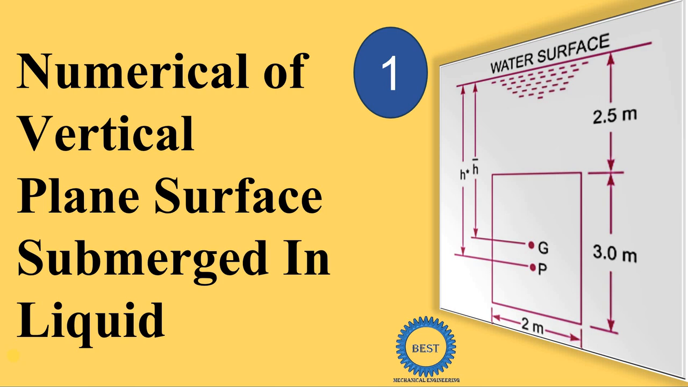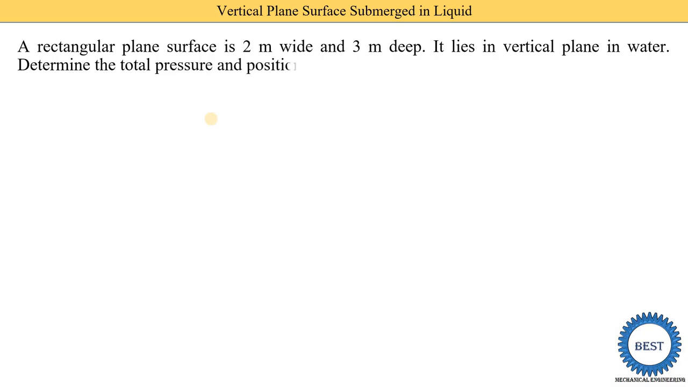In this video, we solve a numerical of a vertical plane surface submerged in a liquid. In the last video, we derived the two parameters for a vertical plane surface submerged in a liquid. These two parameters are the total pressure force and the center of total pressure. So by using those equations, we solve these numericals.